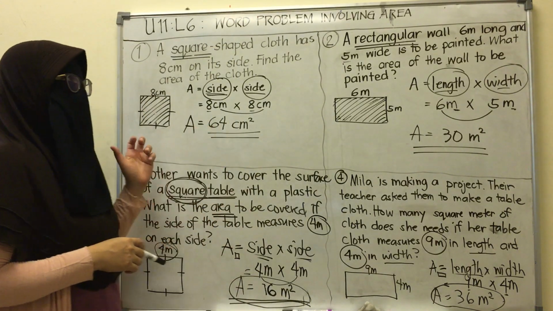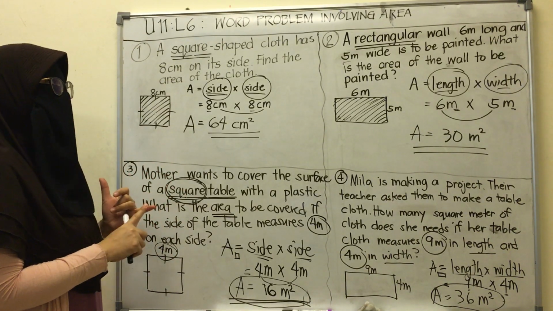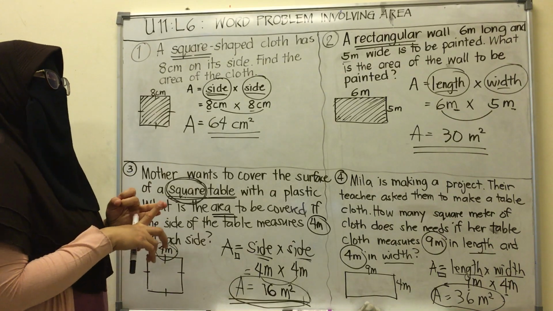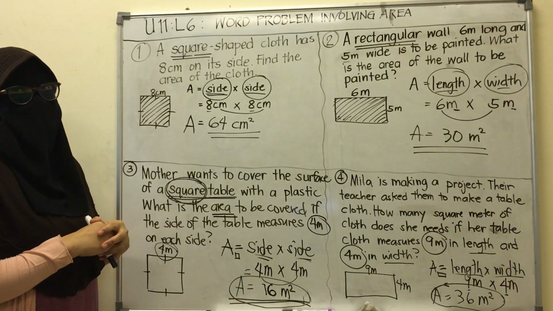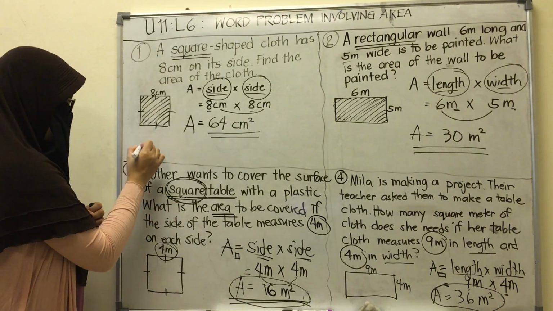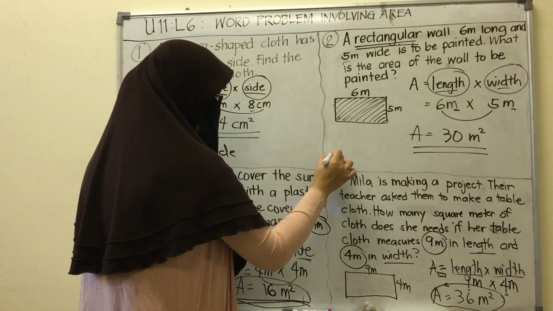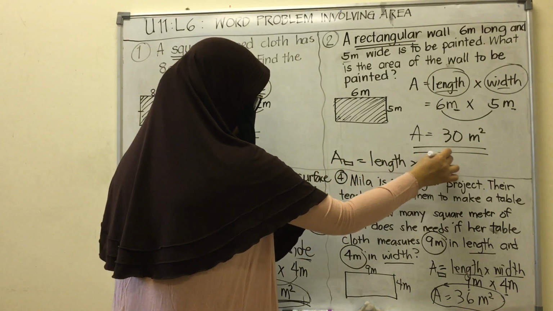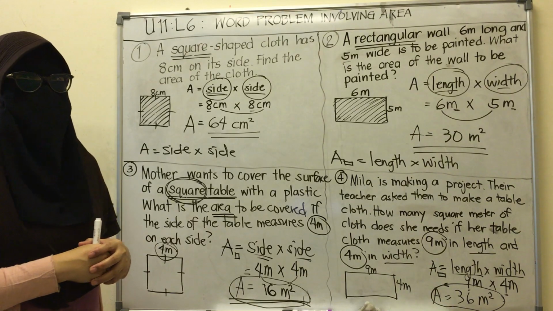So again, before you answer the word problem, first you have to read it carefully. Read it carefully and then find a clue whether it's a square or a rectangle. Then you should know the given facts or the numbers that are given. And then you will decide whether you're going to use the formula for a square, which is side times side, or the rectangle, which is length times the width. And then you will solve for what is asked in the problem.